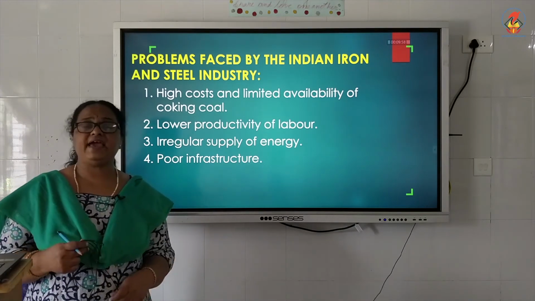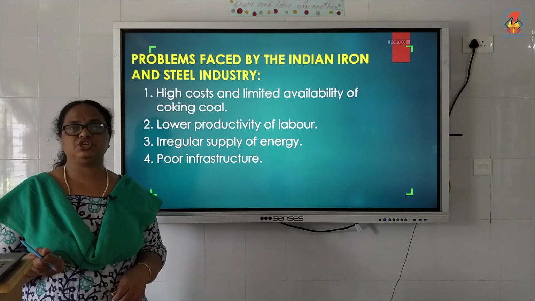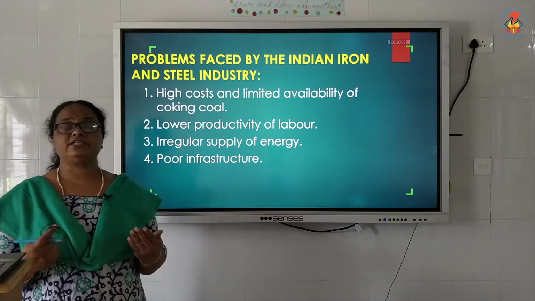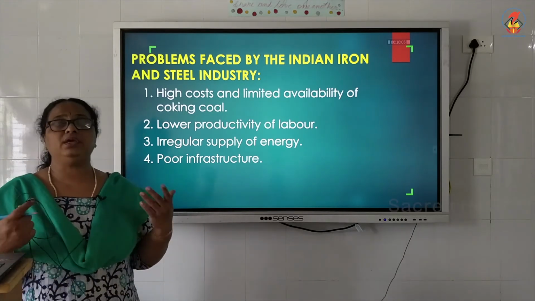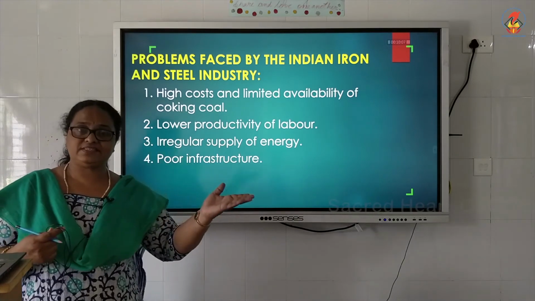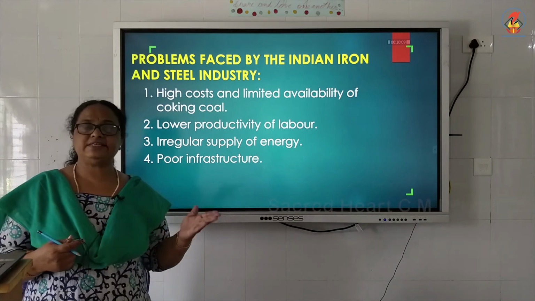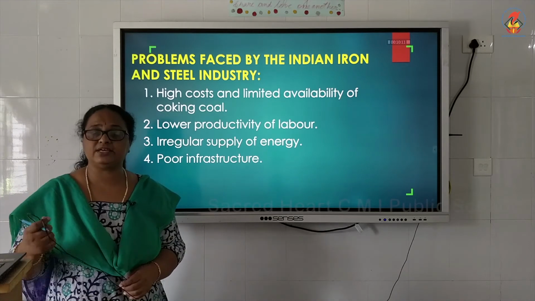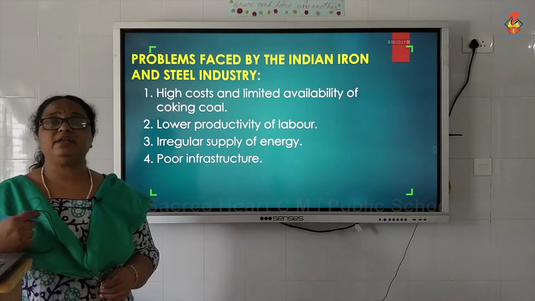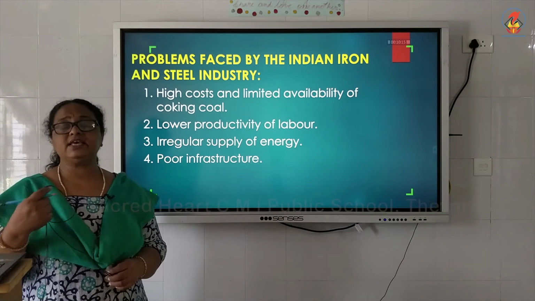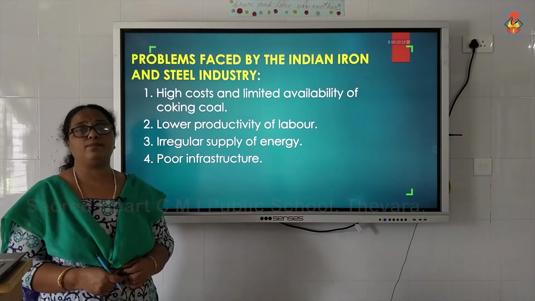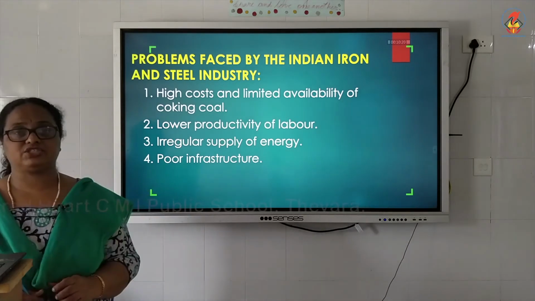Only when we have good infrastructure, the productivity of labor will also increase. Proper lighting facilities and all the other facilities must be given to the laborer. So naturally, the productivity of labor will also increase if we have proper infrastructure.